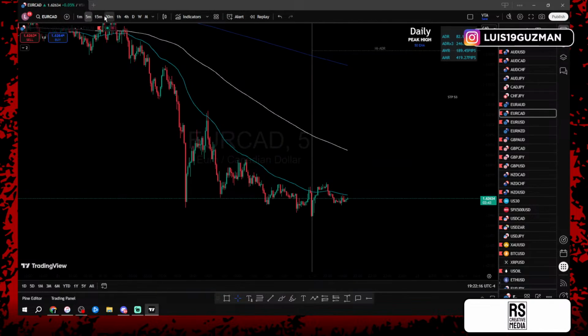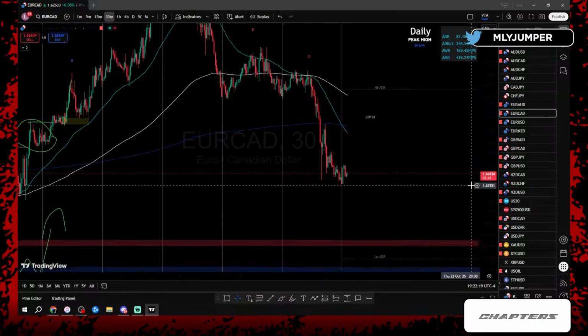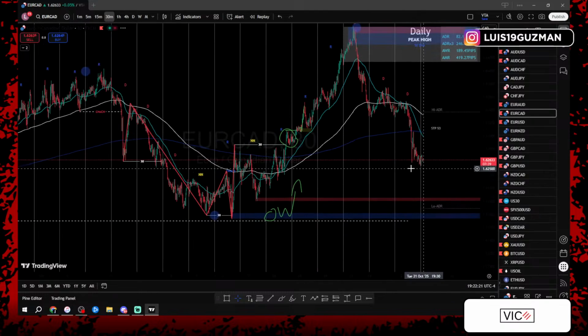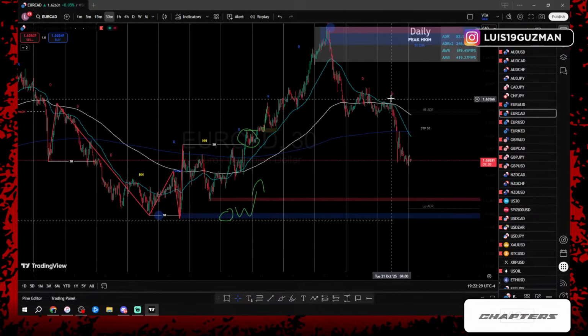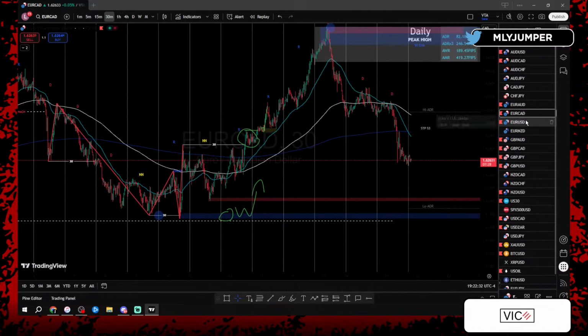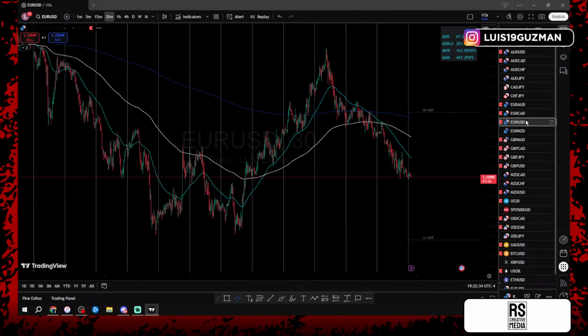So ECAD, I'll be waiting for price to turn around. Once we start making higher highs and higher lows, and it gives us a confirmation that this is where the higher low is going to be set, then we'll start looking to take those trades. We'll be patient with ECAD. This could be a good one to keep an eye on for the week as well. But we'll see how price reacts.